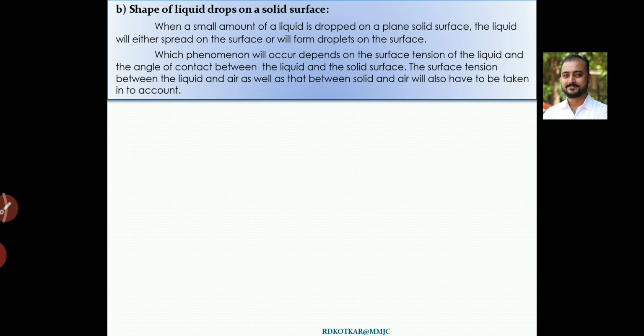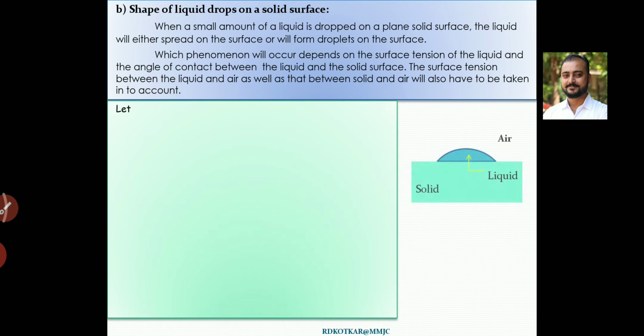The surface tension between the liquid and air, as well as that between solid and air, will also have been taken into consideration. Okay, means what? You observe here, in case, we consider this diagram. From this diagram, I will explain these two lines. What is that? The surface tension between the liquid and air, as well as that between the solid and air.